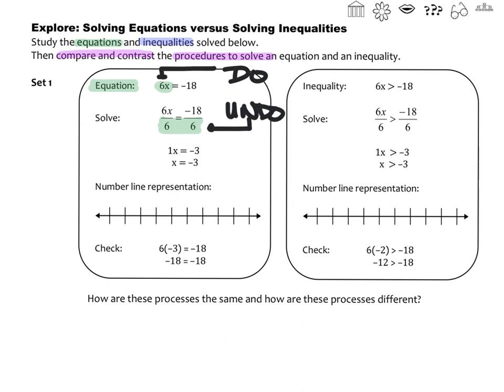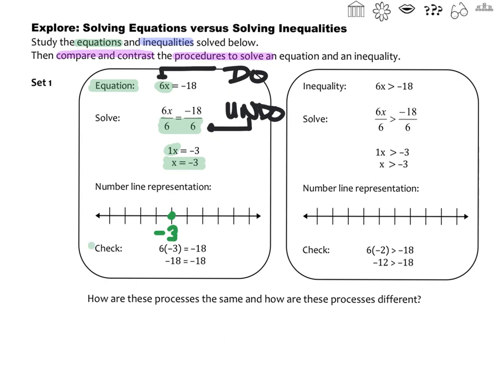When I use my undo, I find that the value of 1x, so 6x divided by 6 is 1x, or just x. X equals negative 3. When I graph my solution on my number line, I place my value, negative 3, and a solid dot at that location tells me my solution is negative 3.